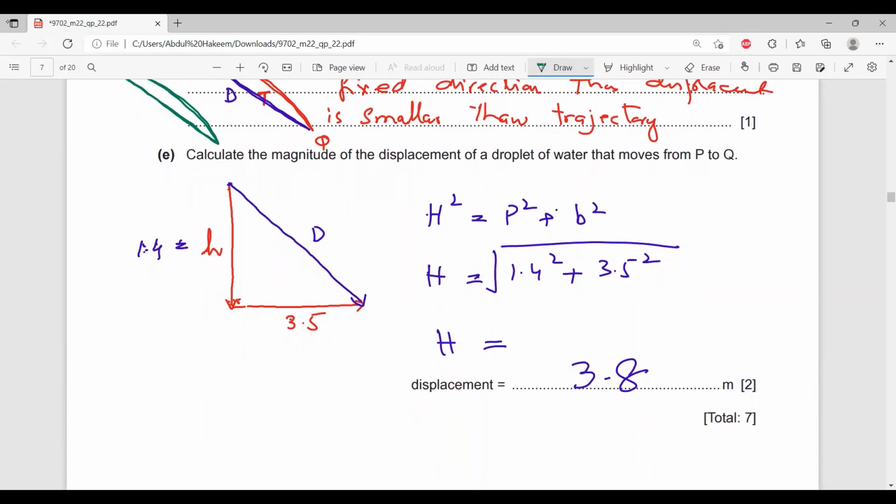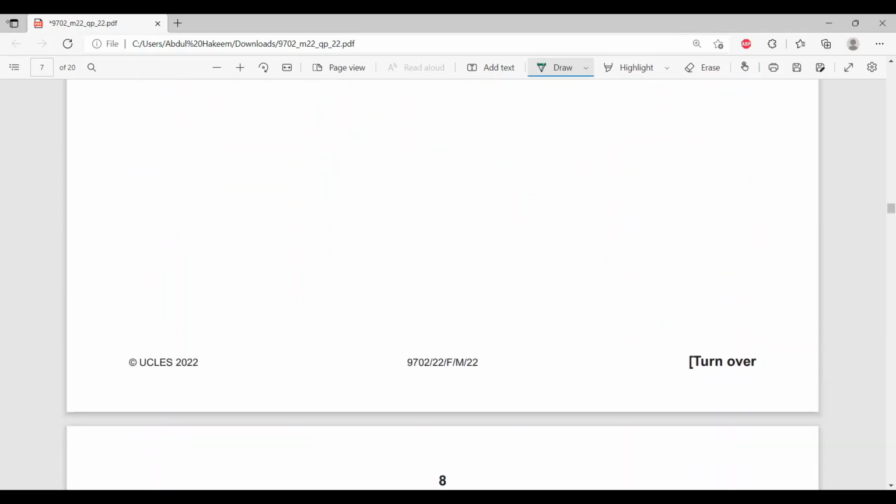Next, calculate the magnitude of the displacement. Look, the vertical height was calculated as 1.4 in the previous part, and the horizontal distance is given as 3.5. So this is the displacement, and this is a right angle triangle. Perpendicular squared plus base squared is equal to hypotenuse squared. So the square root of 1.4 squared plus 3.5 squared is the hypotenuse, which is 3.8. Move to the next question.